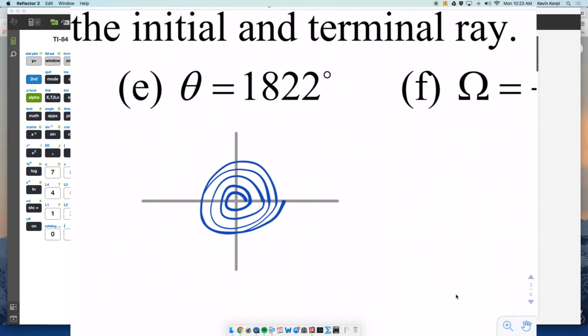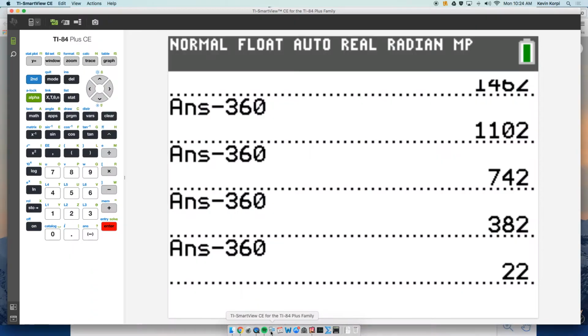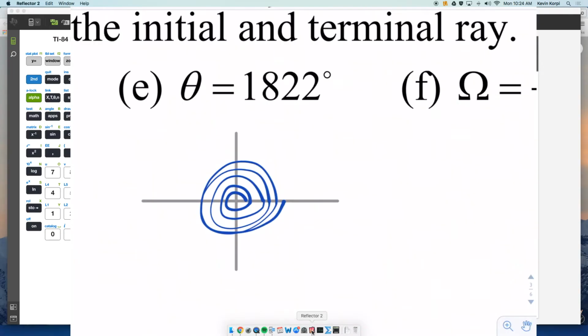I went around 5 full times. Now where do I go? Now I go to, what was it, 22? Good. So now I go to 22, which is about right there. And we'll call that theta. Pretty easy. Now, is there another way to get down to 22 besides subtracting 360 that many times?